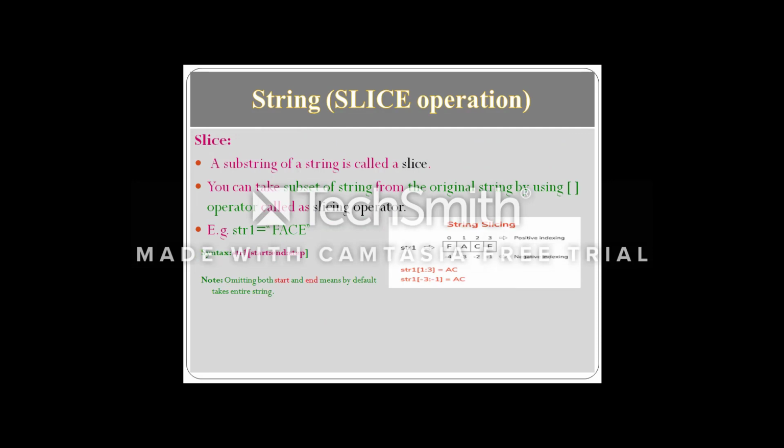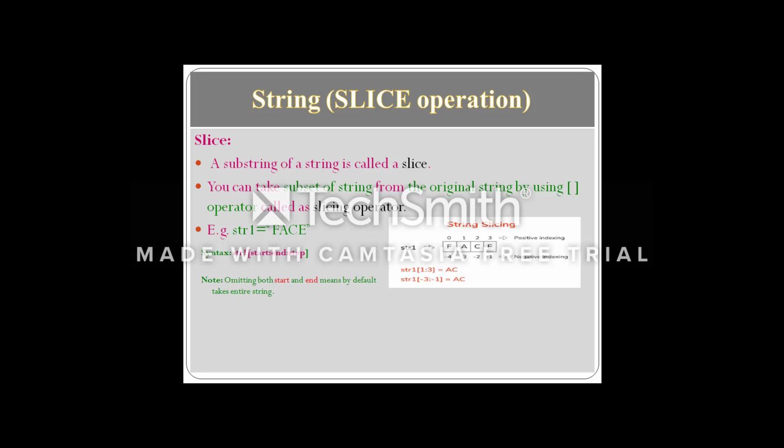Now we will discuss the slice operation. A substring of a string is called a slice. You can take a subset of a string from the original string by using the square bracket. That operator is called the slicing operator. That is, the square bracket operator is called the slicing operator.